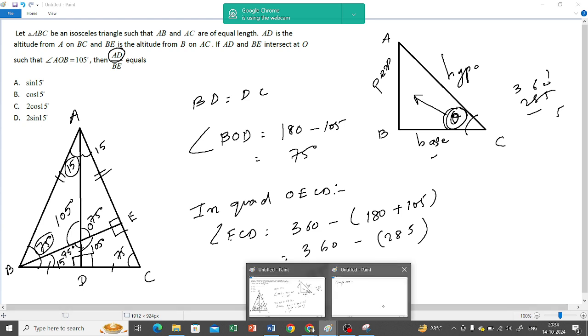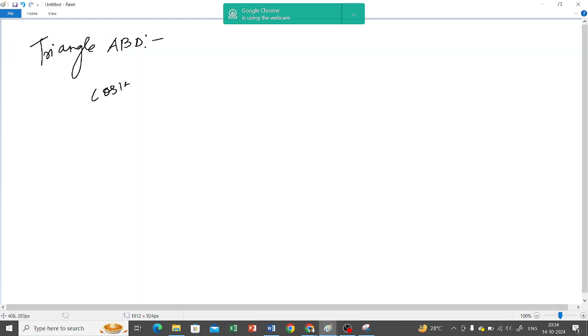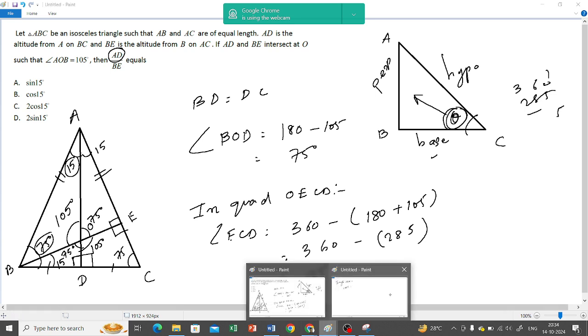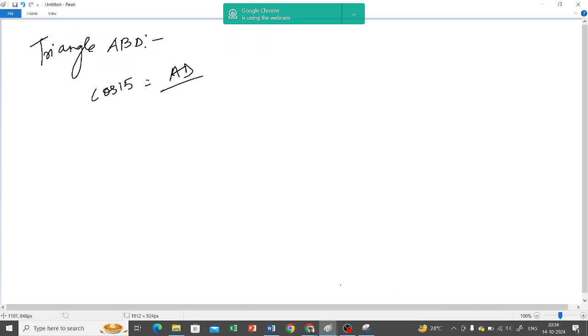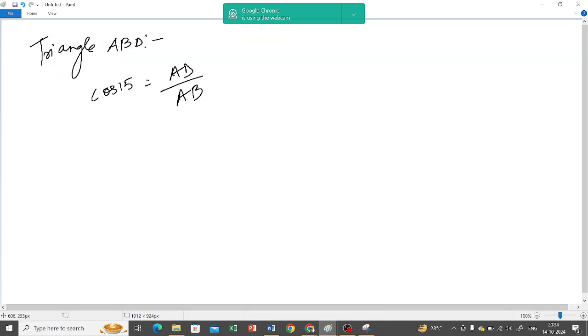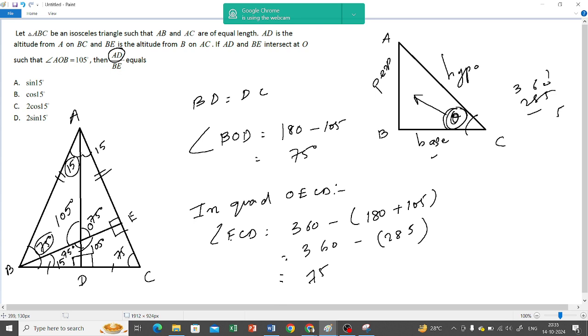So what is cos 15? Cos 15 is base, that is AD, by AB, right? This is what we have. Now we need to find another thing which is BE in it, right? Which is BE in it.